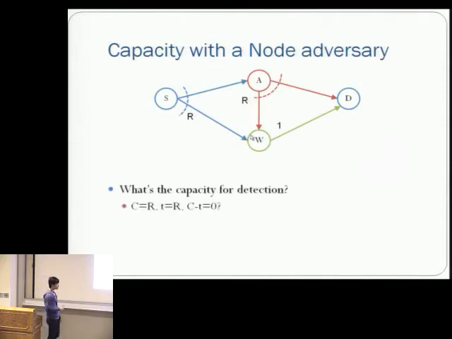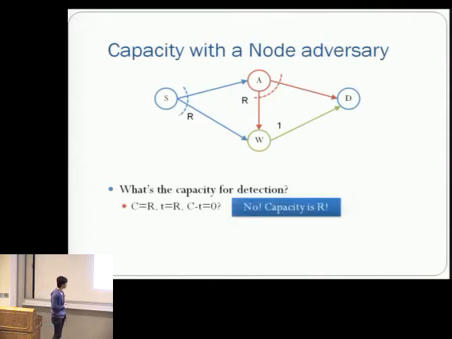If we use that Singleton bound, with C being the min cut of this network, which is R, the broadcast capacity of the source, and T also being R, since the adversary can attack either A or W. When it attacks A, it can corrupt at most R bits of the data. So does that mean the secure capacity of this network is 0, because C equals T? The answer is no. The capacity is R. The way to achieve this capacity R is very simple.